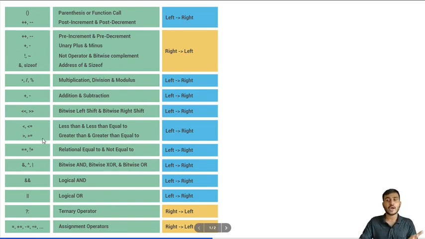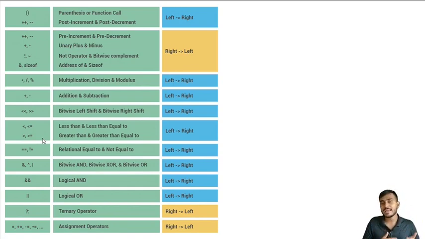Then we have bitwise and, bitwise or, bitwise XOR. Then we have logical and, then logical or, then the ternary operator, which is the conditional operator, and finally a set of assignment operators. So this is the precedence level of the operators in C++.